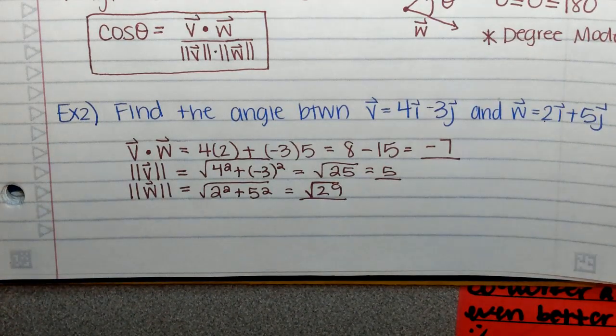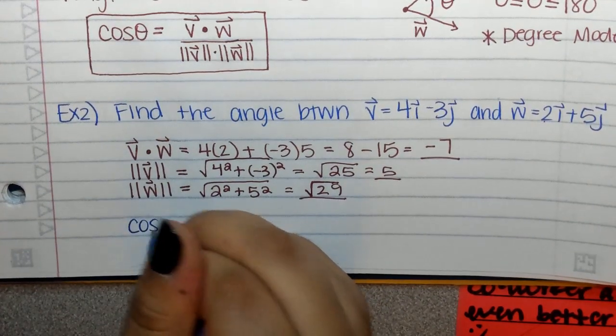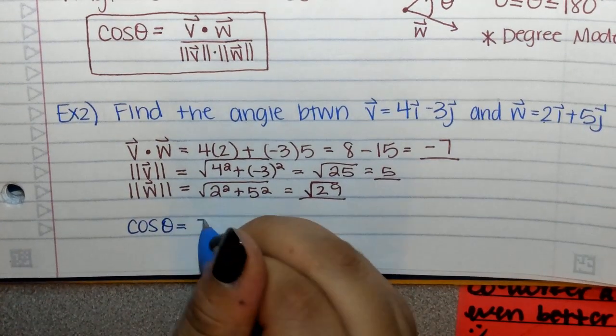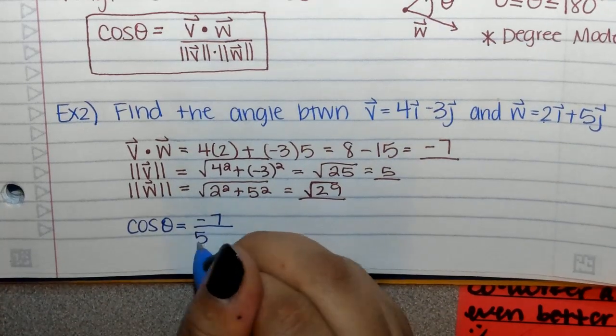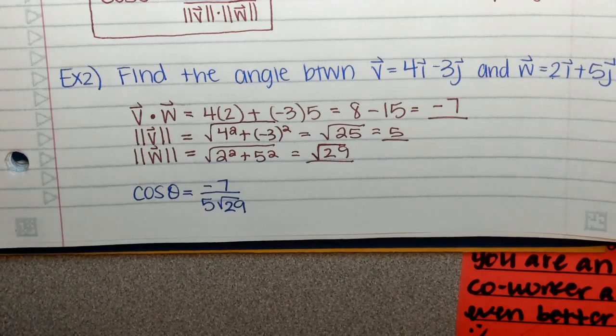Am I done? No. What do I need to do? Now I'm going to plug it into the equation. The cosine of theta equals the dot product over the two magnitudes. And you're multiplying them. Before I go on, what does your brain tell you to do next? Rationalize. You do not have to rationalize on these. Why? Because we're just plugging into the calculator.